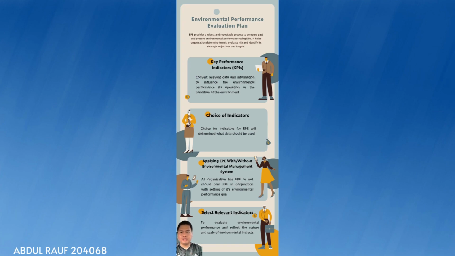The second one is the choice of indicators. The choice of indicators for EPE will determine what data we will use. The third one, applying EPE without an environmental management system. All organizations as EPE or should plan EPE in conjunction with setting of its environmental performance goal. The last one is to select relevant indicators, to evaluate environmental performance and reflect the nature and scale of environmental effects.